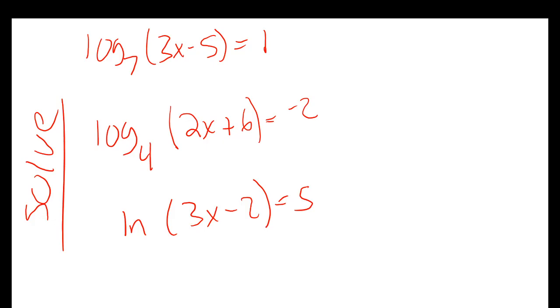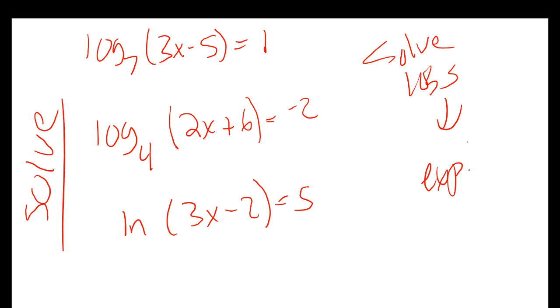College algebra. Here we go. So we're solving these. Now, the secret to solving logs is to convert them to exponentials. Now, the first one hopefully isn't that bad. You've got log base 7 of 3x minus 5 equals 1.